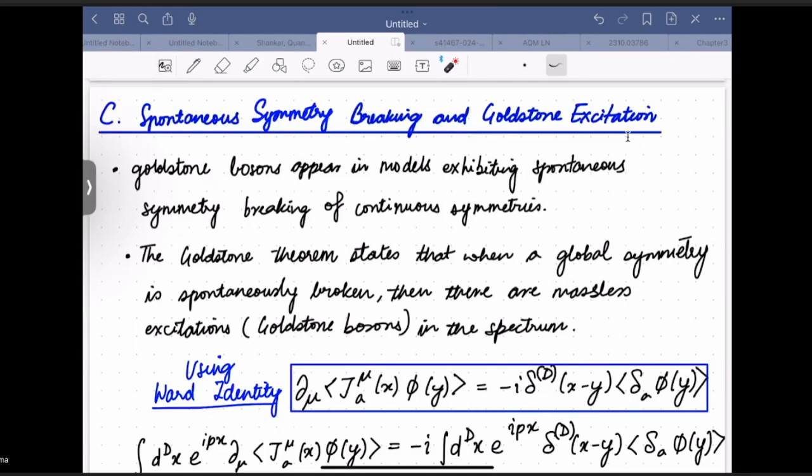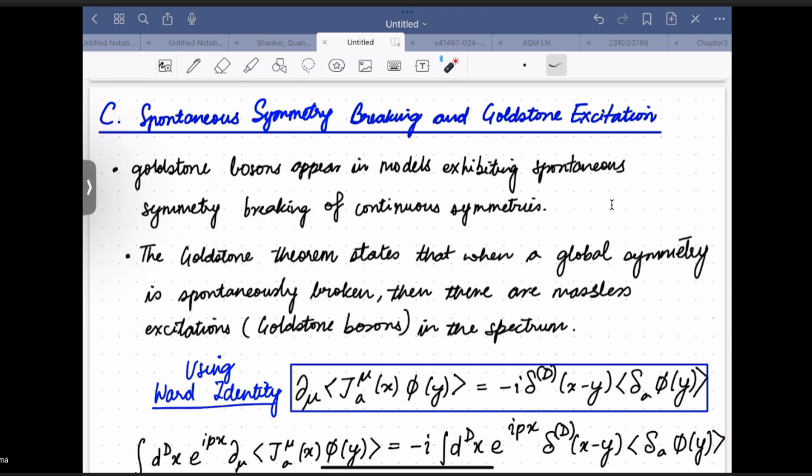Hello everyone! In today's video, we are going to dive deep into an important topic in theoretical physics, which is spontaneous symmetry breaking and its connection to Goldstone excitations. So we'll break down both the maths and the physical intuition behind this theory.